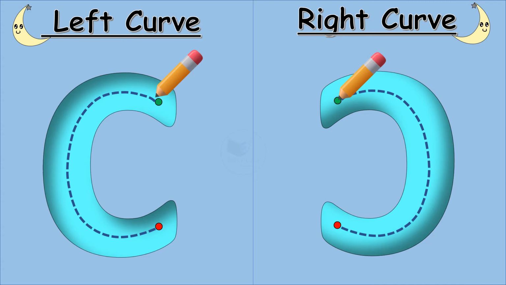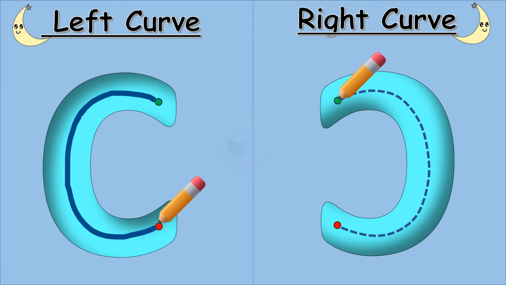Now let's practice the left curve. Start at the top green dot and move around to the bottom red dot. Next, right curve in the opposite direction. Start from the green and move around to the bottom red dot.